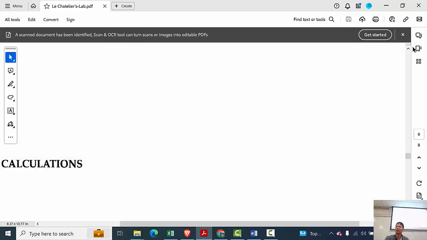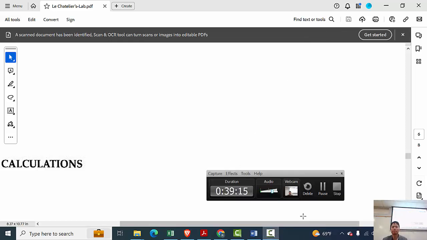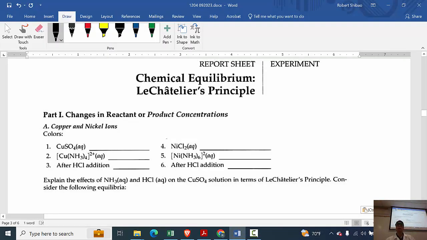Is that clear enough? All right, so let's go ahead and work on this lab for today. This lab you can work with a partner if you want, or you can work solo. It's up to you. The report for this lab is going to be different than the last one. The last lab we wrote a formal scientific report. This one we're just going to answer some questions regarding the lab.